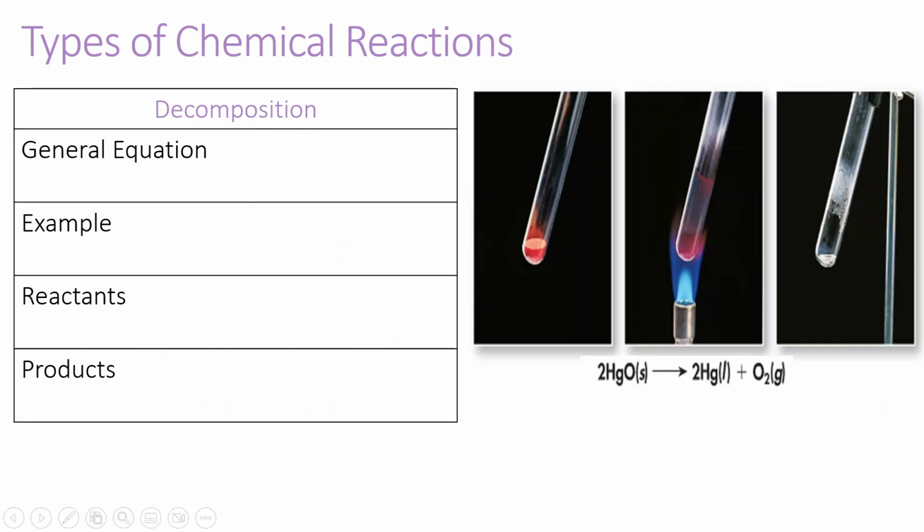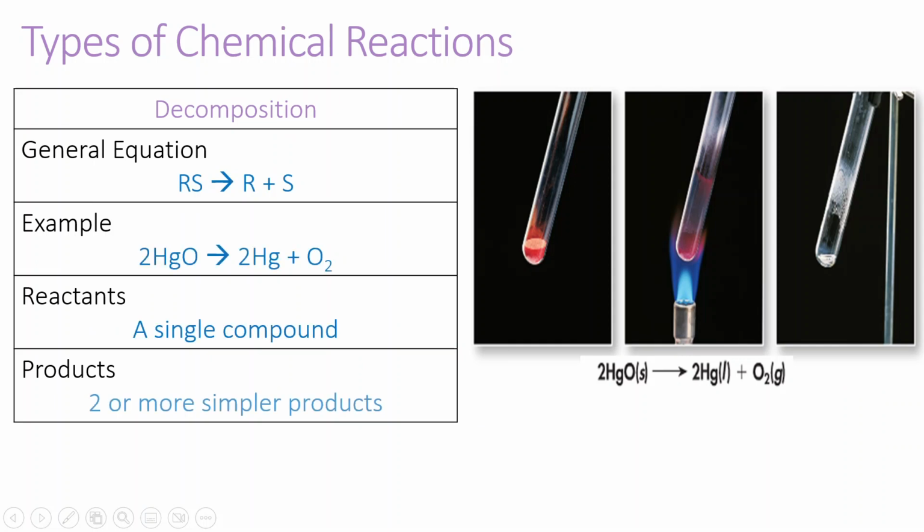Decomposition is the exact opposite, where we start with one reactant and it breaks down into simpler components. So the example that I have here is when you take mercury oxide solid and heat it, you're going to form mercury liquid and oxygen gas as well. So we're starting with a compound and it's being broken down into simpler components here.